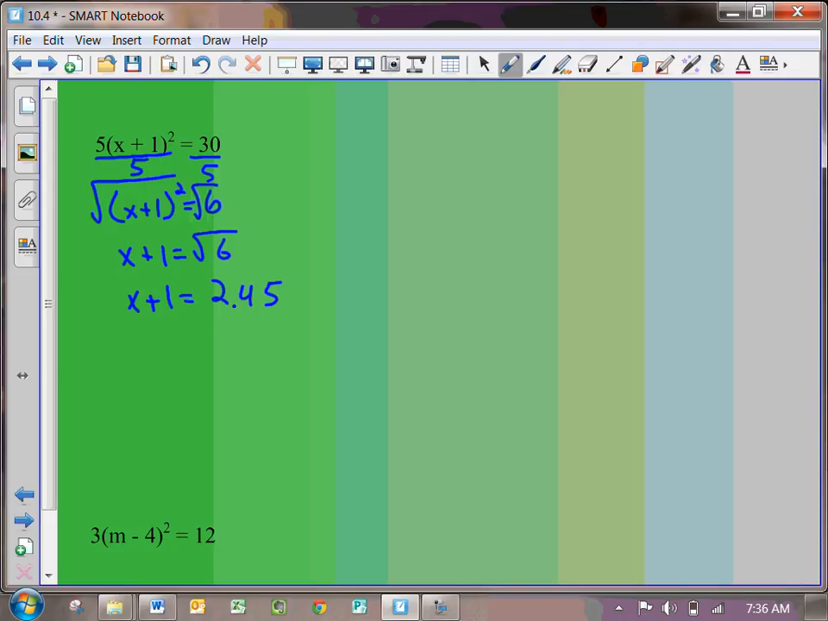Now here's where the thing comes in, because remember it's positive 2.45 or negative 2.45. So what we're going to do is split it up into 2 different equations. Say x plus 1 equals 2.45, or x plus 1 equals negative 2.45, like that. So then we're going to subtract 1 from both sides on everything. So x equals 1.45, or x equals negative 3.45. Those are your 2 answers.